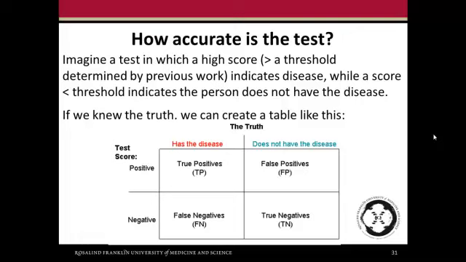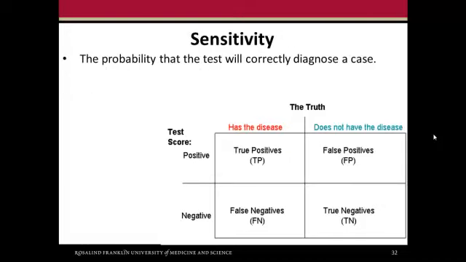And there are different ways that we can look at how accurate tests would be. So one of them is going to be sensitivity. Sensitivity is the probability that the test will correctly diagnose a case.